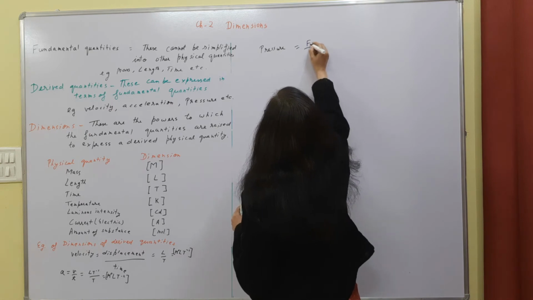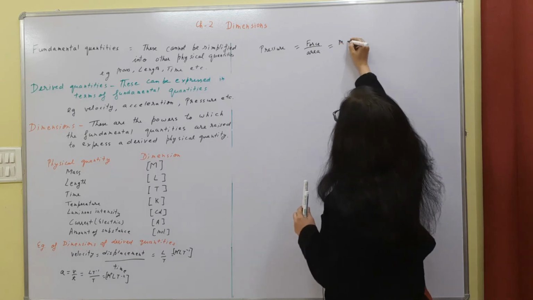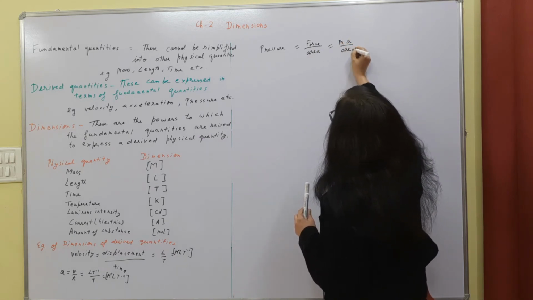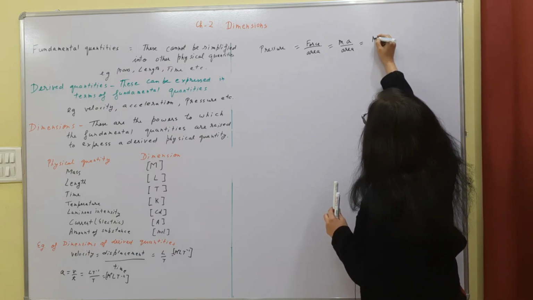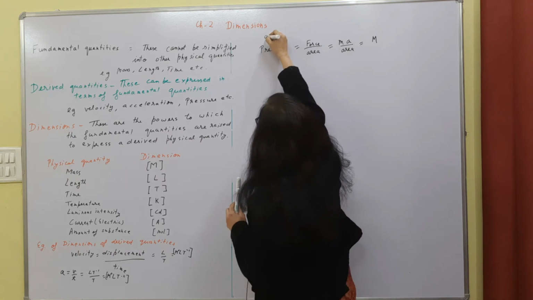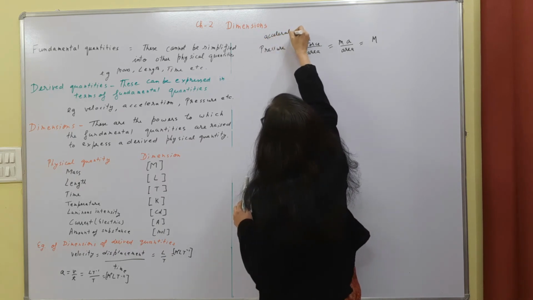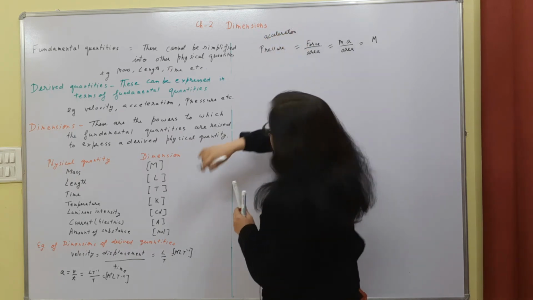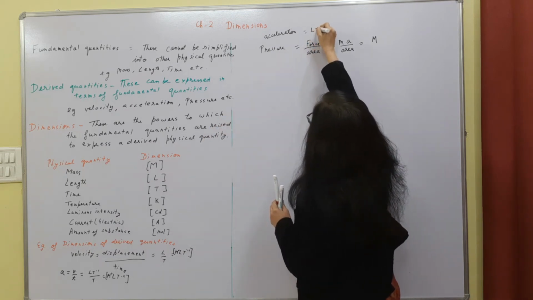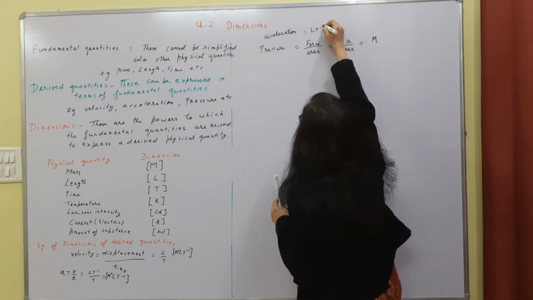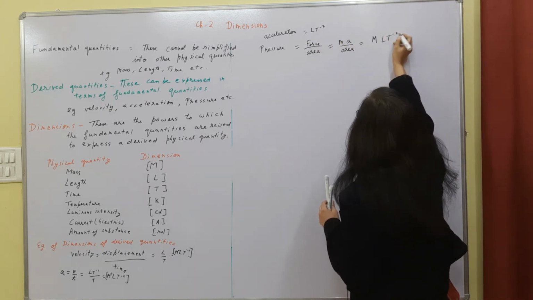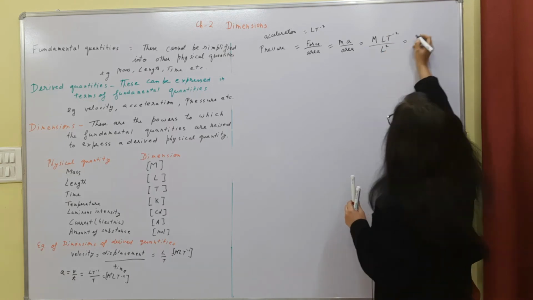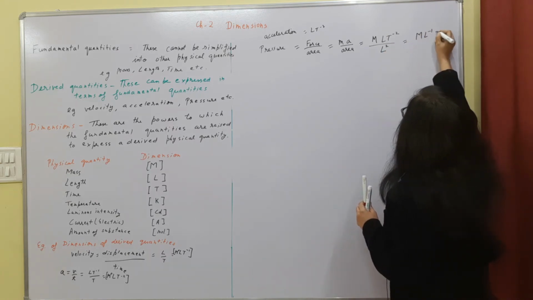Similarly, we can write for pressure, force upon area. Force is mass into acceleration upon area. So mass into acceleration means M, and for acceleration we have already calculated, it is L T minus 2. So this is M L T minus 2 in the numerator. Area is L square. So this is M L minus 1 T minus 2.